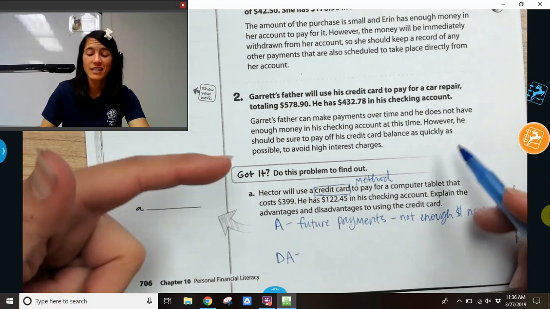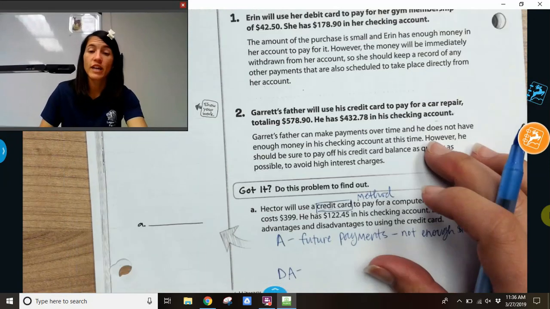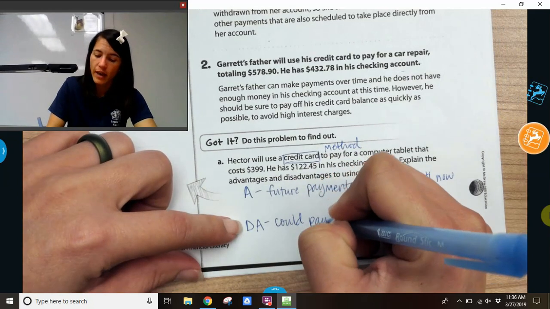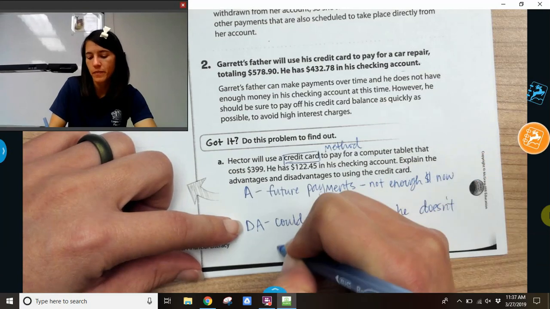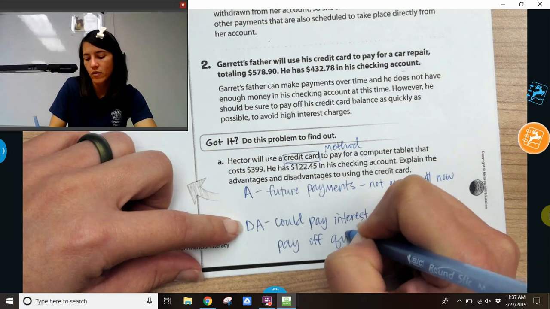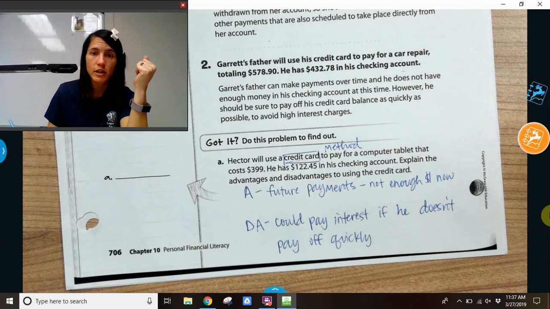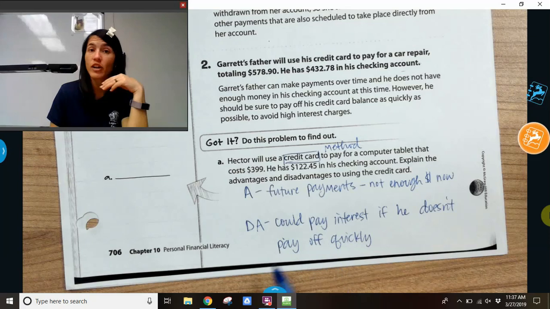It might affect his rating. It doesn't tell us any information about his rating. And then the other thing is your interest. So the disadvantage is, who is this? Hector. He could pay interest if he doesn't pay off quickly. And what that means is different credit card companies have different rules, but some credit card companies, if you don't pay it off by 1 month or 2 months, they'll charge you interest, and then you have to pay off the balance plus your interest. And so that's the disadvantage of using a credit card. For any credit card, you might have to pay an interest fee.